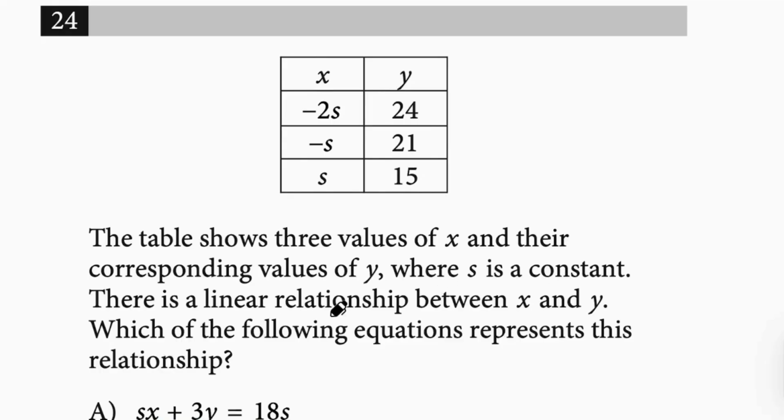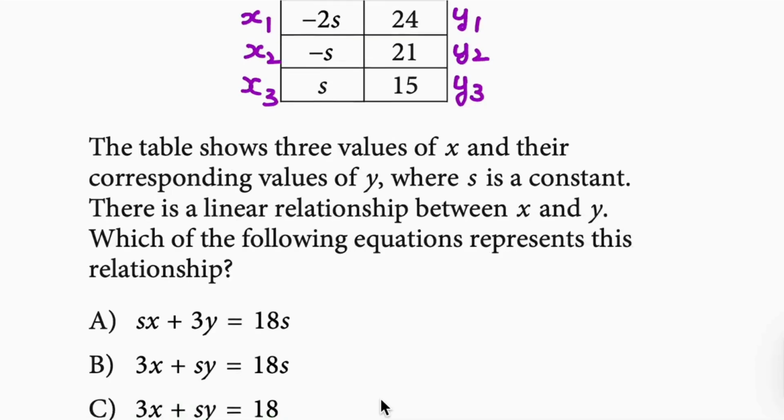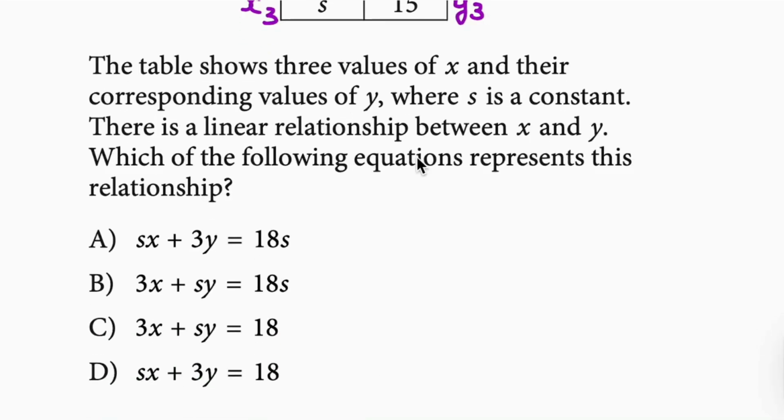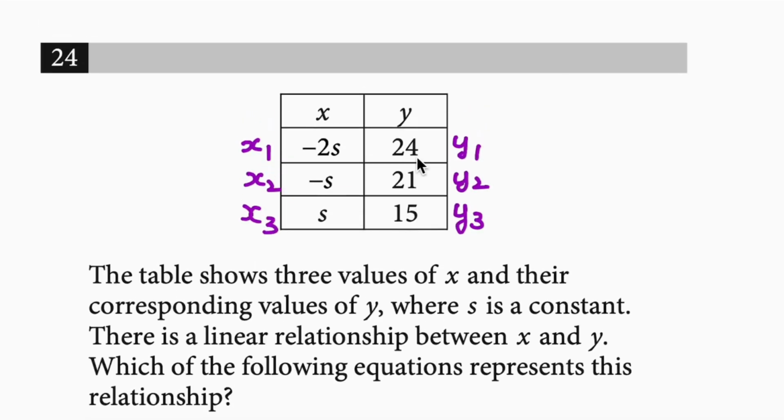There is a linear relationship between x and y. Okay, so linear relationship, let's mark them first: x1, y1. If this is x2, that is the corresponding y2. If this is x3, that is the corresponding y3. Now, whenever it comes to a linear relationship, we are very much comfortable with this.